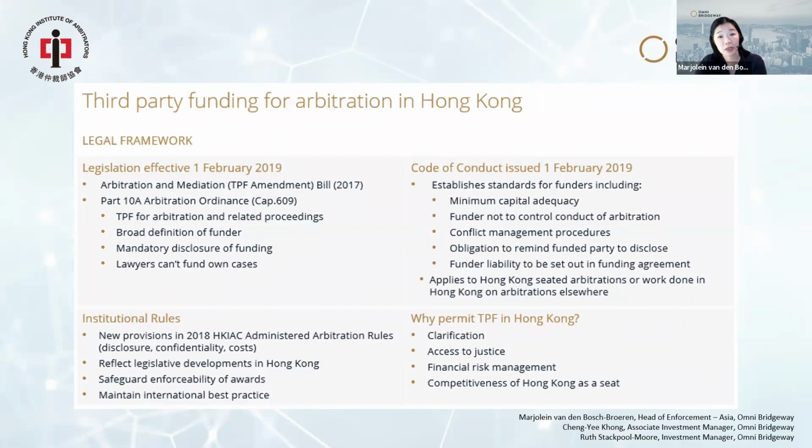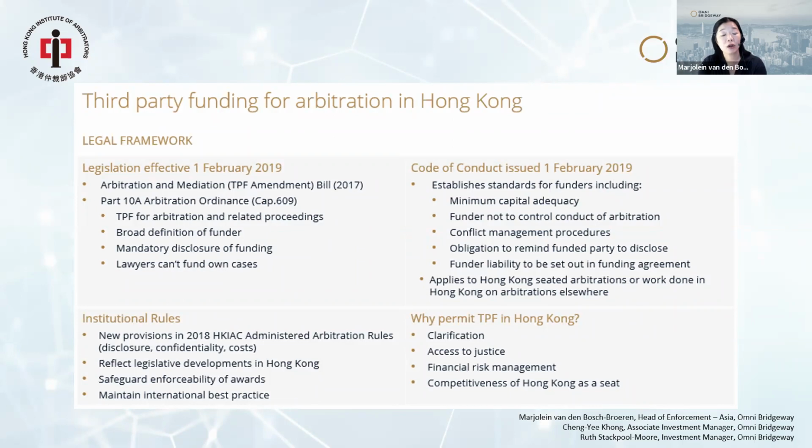And the result was a bill that was passed in 2017 and which took effect as a new part of the arbitration ordinance on the 1st of February 2019. And what Part 10A of the arbitration ordinance provides is that funding is permitted for arbitration and proceedings related to arbitration. So that includes emergency arbitrations, court proceedings related to the funded arbitration, and mediation also relating to the funded arbitration. It may eventually extend to standalone mediation, although that part's still, sort of, put on hold.